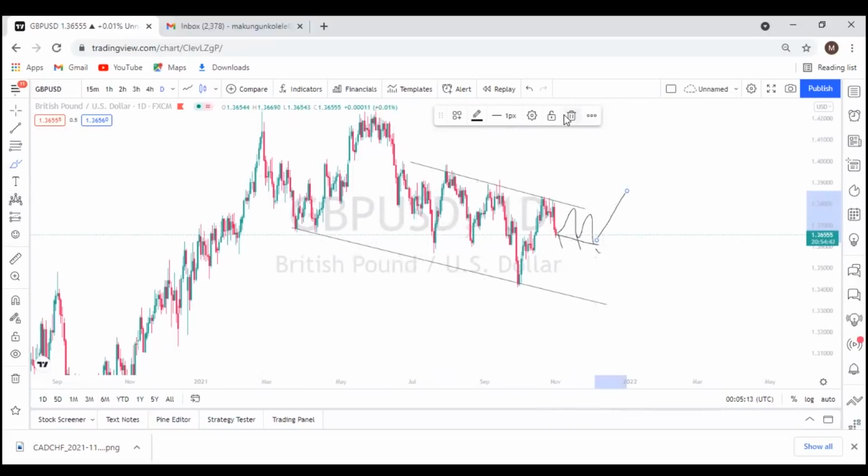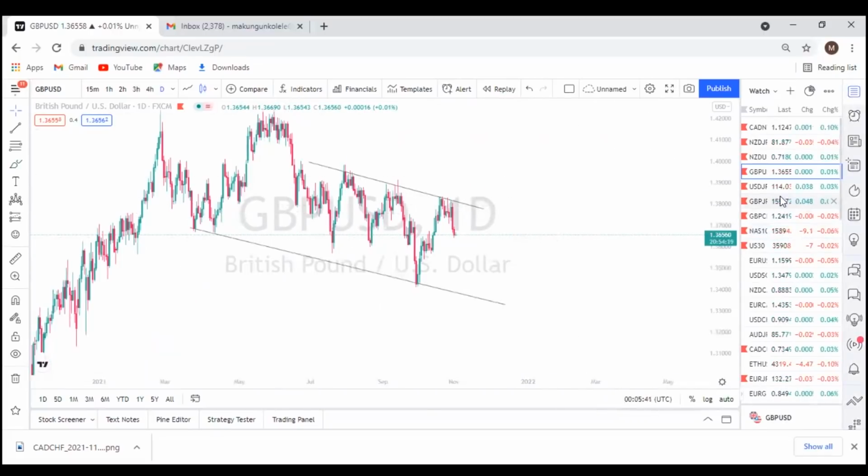So we have mixed signals right now. With GBP USD, it's just a matter of waiting for the market to tell you what's going on, so that you can be safe rather than sorry. And yeah, we'll just give this one a bit of time so it can play out, and we'll take it from there. So that was GBP USD.